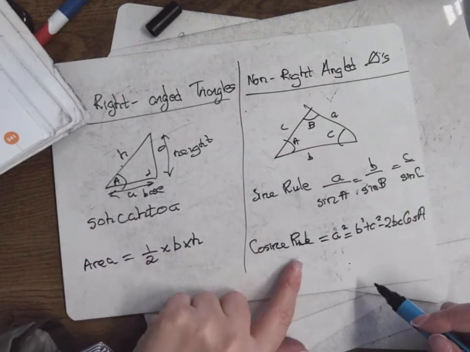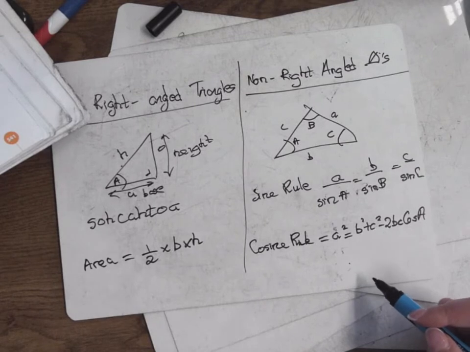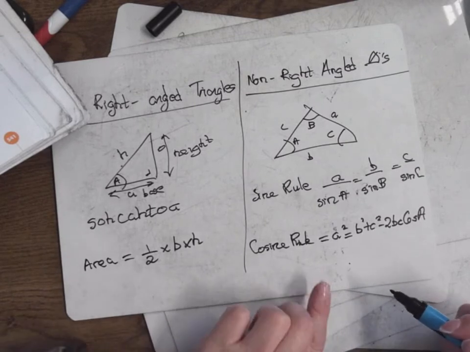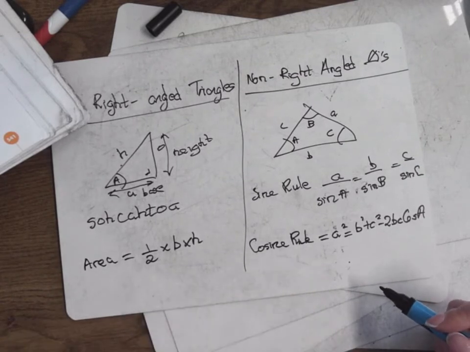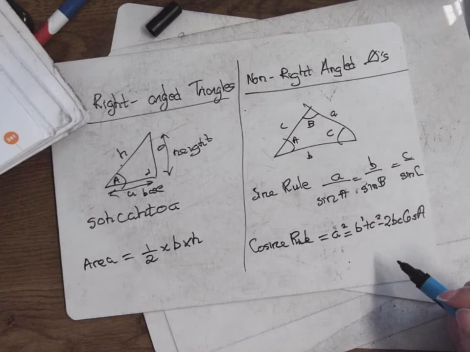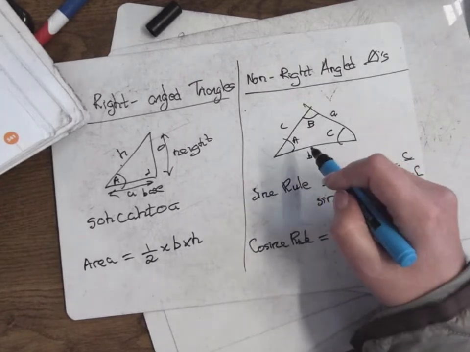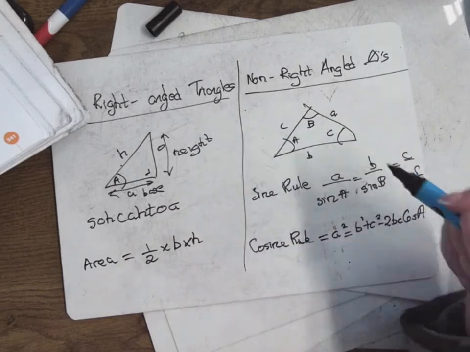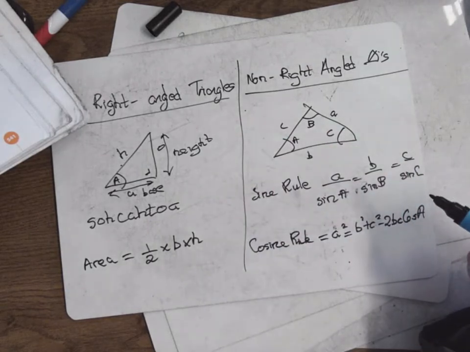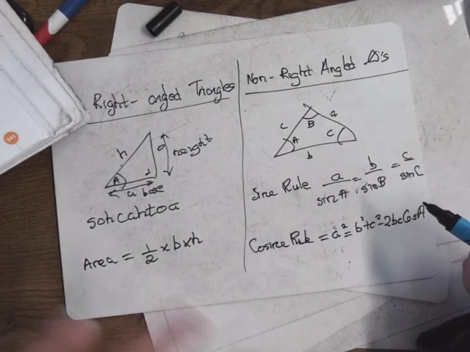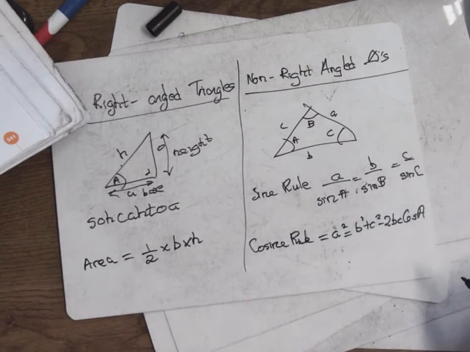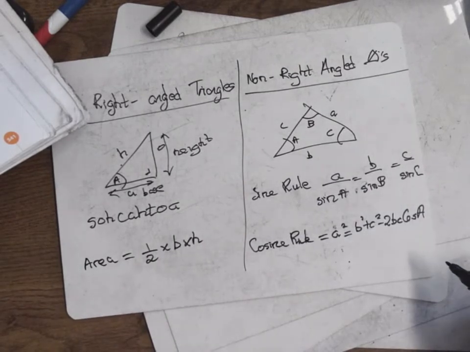But there are two places where you haven't enough information to use the sine rule, so you have to use the cosine rule. The first is when they tell you the three sides and ask you for an angle. So they tell you A is 5, B is 6 and C is 7, and they've given you no angle. In that case, you have to use the cosine rule.